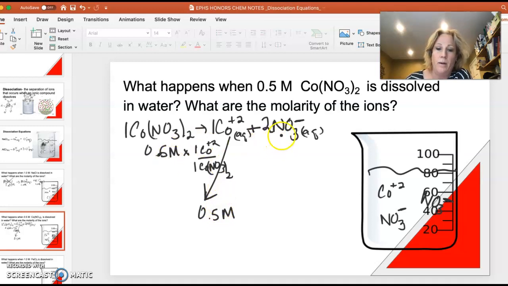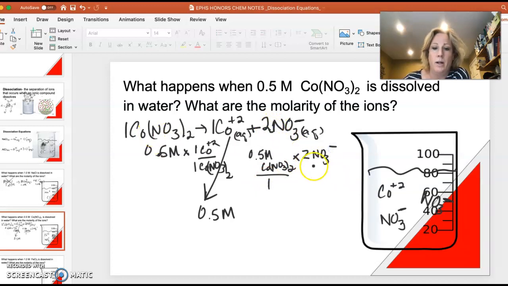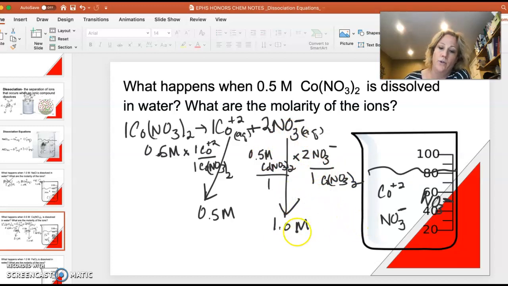Whereas if you're figuring out your nitrate, again, if you want to actually show the work, if you're more visual, you have that 0.5 molar of the cobalt nitrate that you made, but then you're going to have a mole-mole ratio of 2 nitrates for every 1 cobalt nitrate. So this would be double then. So this would be 1.0 molar. So in the solution, there's 1 mole of nitrate ions per liter.